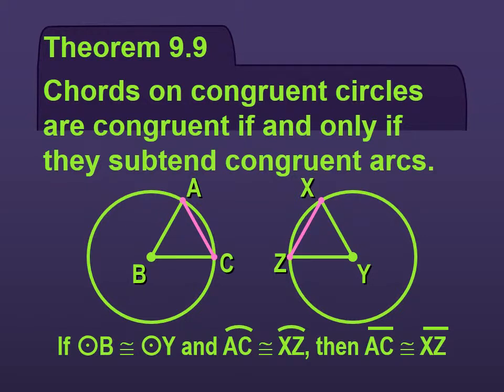So if we're looking at circle B and circle Y, and we say circle B is congruent to circle Y, and we're also going to say that arc AC is congruent to arc XZ, then we automatically know that segment AC has to be congruent to segment XZ.